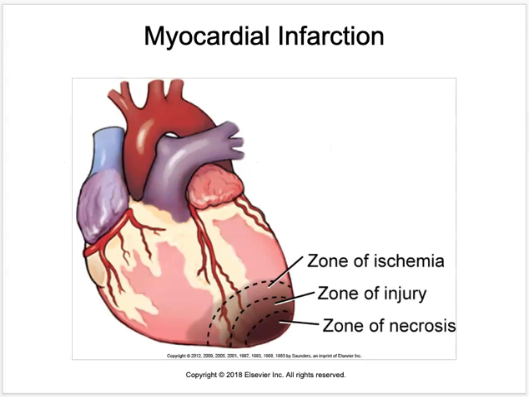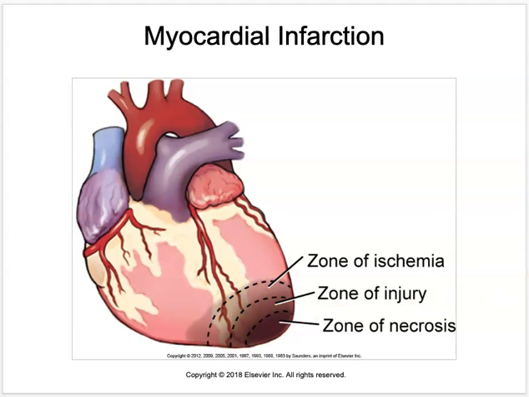Here we're looking at a picture of a heart attack. Myocardial infarction, or a heart attack, is necrosis of a portion of the heart muscle, and it's usually caused by an obstruction in the coronary artery. Here on this picture we can see the zone of necrosis. Here's where the tissue has died. Here's where the tissue is just injured, and then here is where that insufficient blood flow is taking place.